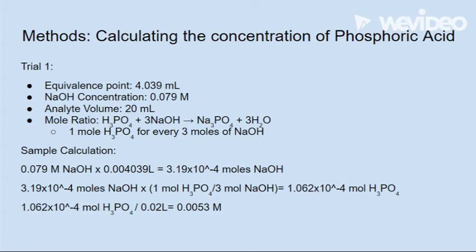For trial 1, the equivalence point was 4.039 milliliters, the NaOH concentration is 0.079 molar, the volume of Coca-Cola was 20 milliliters, and the mole ratio is 1 mole of phosphoric acid for every 3 moles of sodium hydroxide. To calculate the concentration, I multiplied the concentration of sodium hydroxide by the equivalence point volume in liters. This gave me moles of NaOH. I then converted moles of NaOH to moles of phosphoric acid using the mole ratio from the balanced chemical equation. To determine the concentration, I divided this by the volume of analyte in liters, and the concentration was determined to be 0.0053 molar.